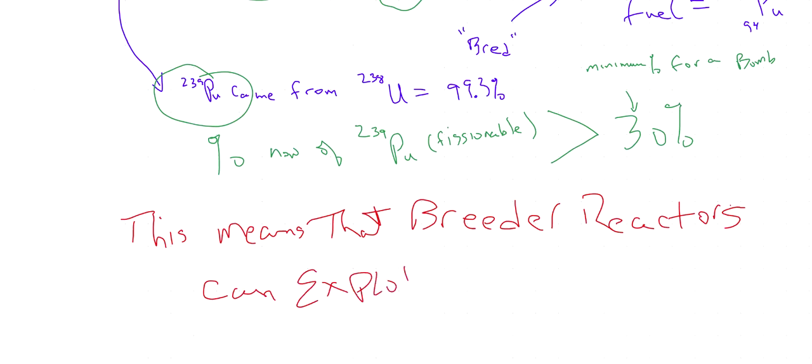Why would we use breeder reactors? Because we want to use that uranium-238, which is 99.3% of the uranium found in the ground. So we want it to last longer. So this means that breeder reactors can explode like a bomb. Scares me. Okay. All right.